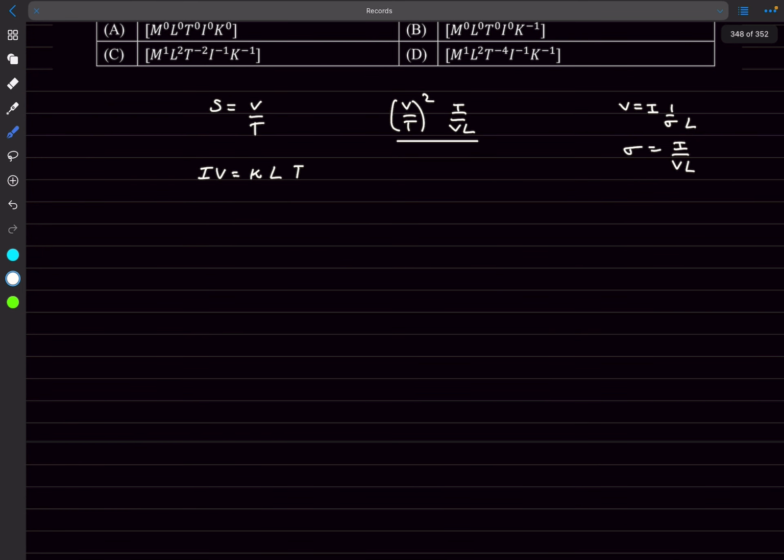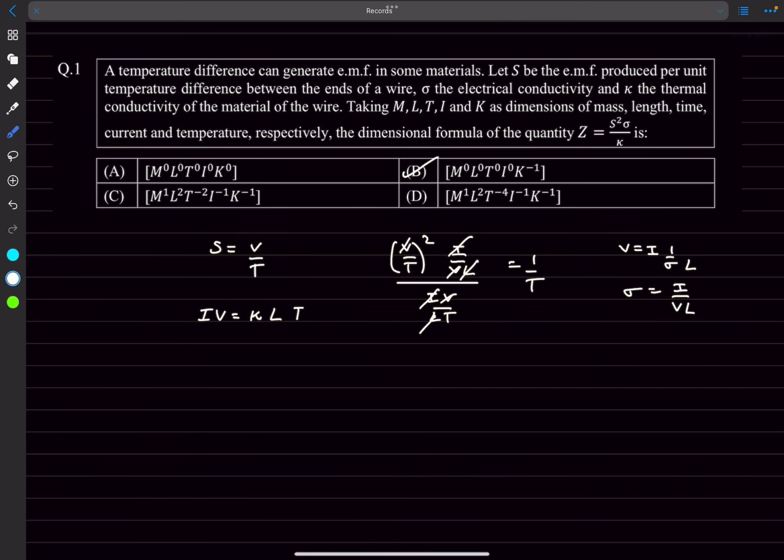So from here the dimension of k is IV divided by LT. Okay, so I cancels, V and V cancel out with this V, the L also cancels out, and what we're left with is 1 over T. So that is Kelvin inverse. So yeah, that's it. Now let's move on.